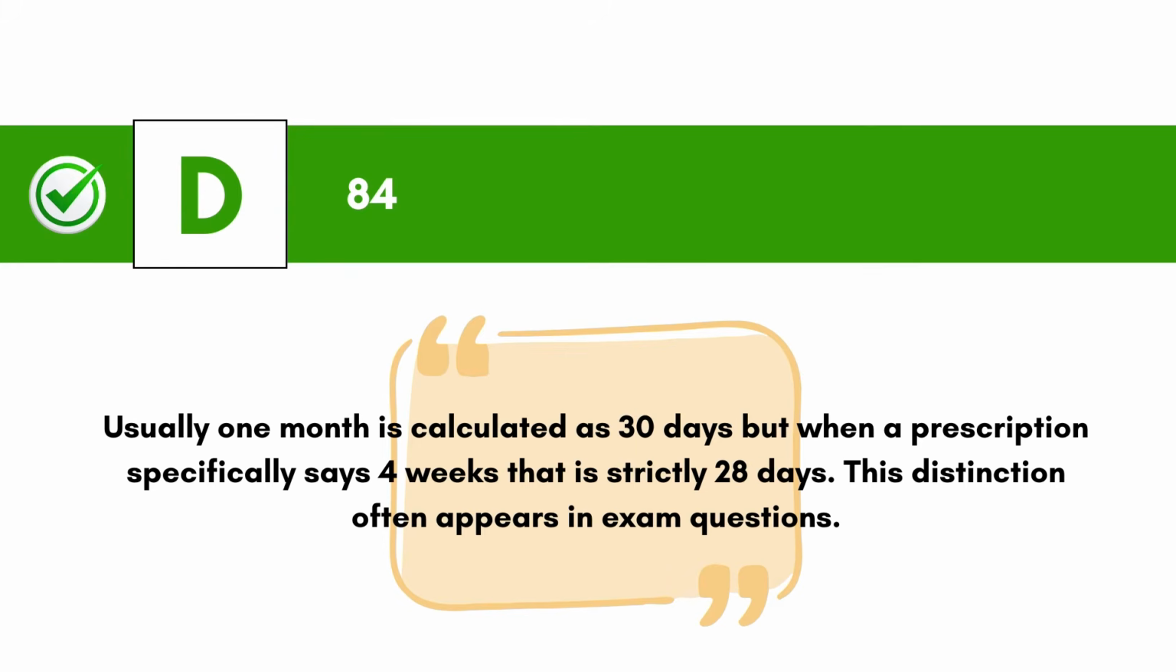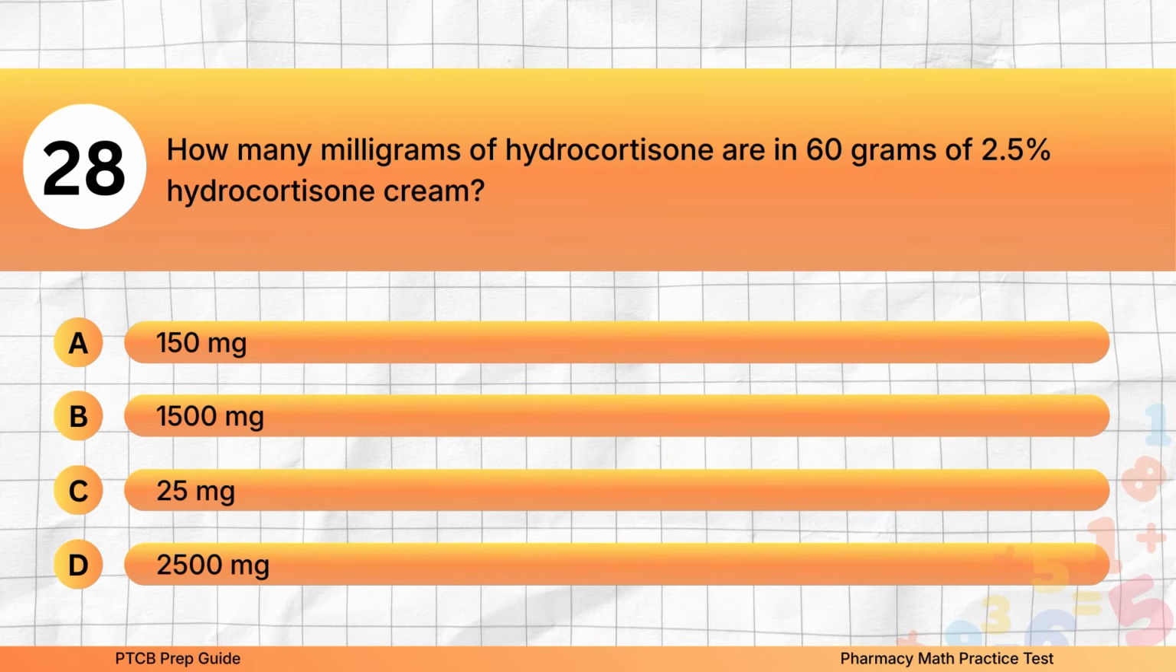This distinction often appears in exam questions. Now for a concentration problem involving creams. How many milligrams of hydrocortisone are in 60 grams of 2.5% hydrocortisone cream? Options are A 150 milligrams, B 1500 milligrams, C 25 milligrams, or D 2500 milligrams. Hit pause and watch your units closely on this one.